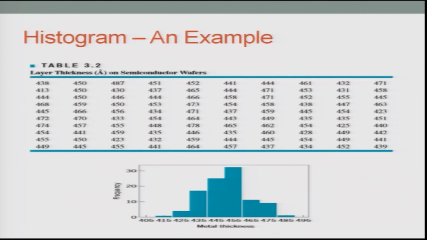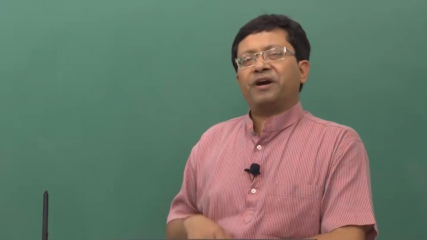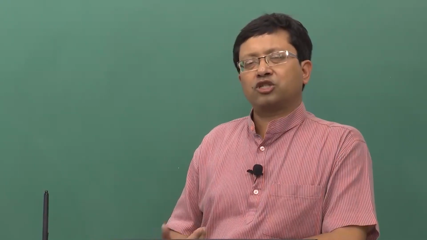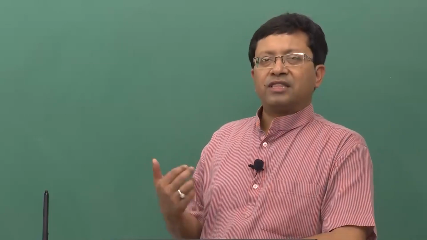Along the y axis you have the frequency, and along the x axis you have the bins or the intervals, which have to do with the layer thickness in angstrom. One should remember the bins or intervals can be broader or smaller depending on the amount of information you want. The finer you make them, the better the graph would be, and it will give you a lot of information on the overall distribution of thickness depending on the number of readings you have.